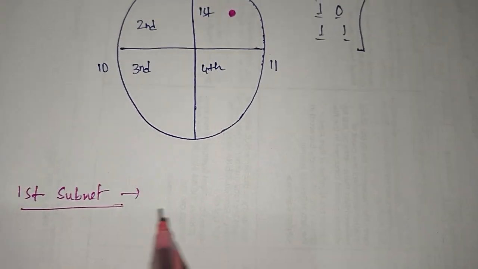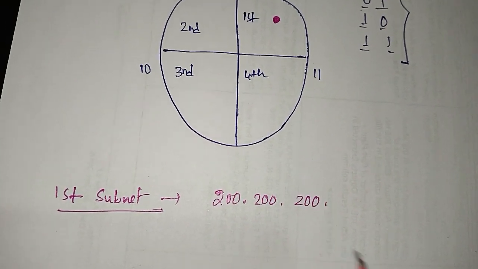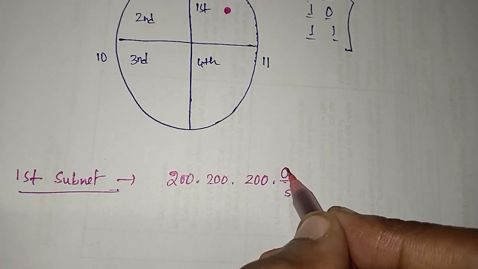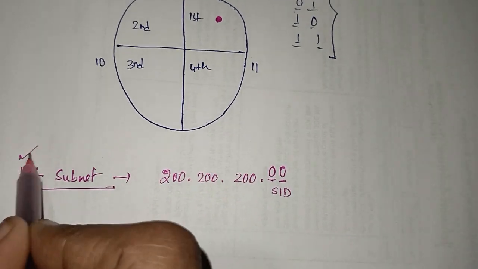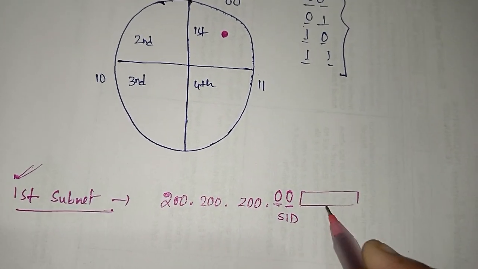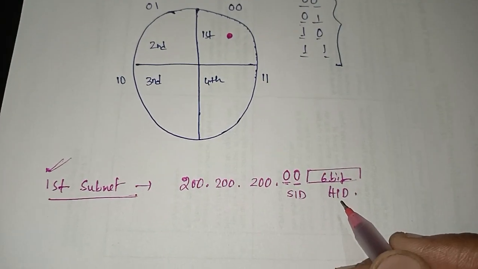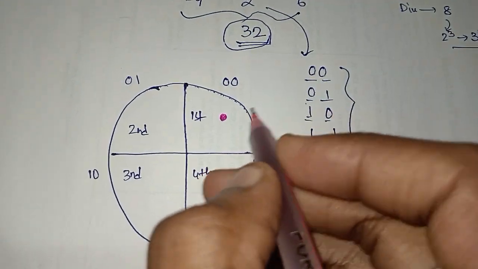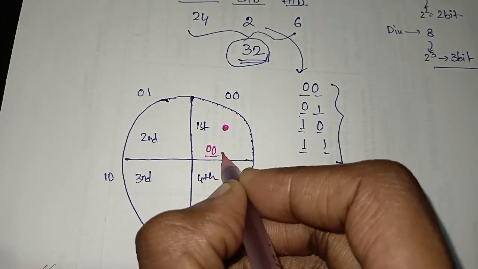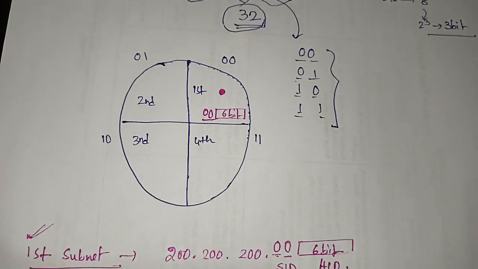For the first subnetwork, the 24 network bits are the same, but the first 2 bits of the last octet are denoted by the subnet ID. We fix it as 00 because for the first network we fix the subnet ID as 00, and here we define 6 bits for the host ID part. So in the last octet, the first 2 bits are for the subnet ID, and the last 6 bits we change for the host ID.